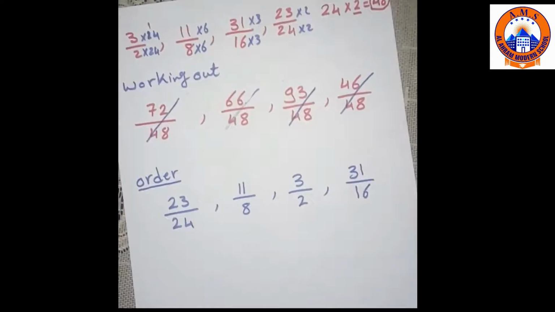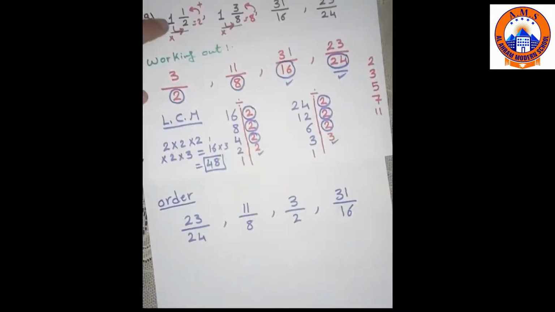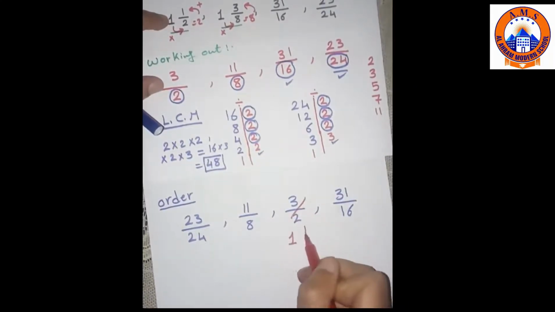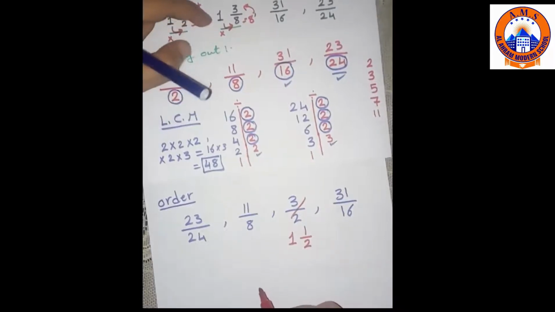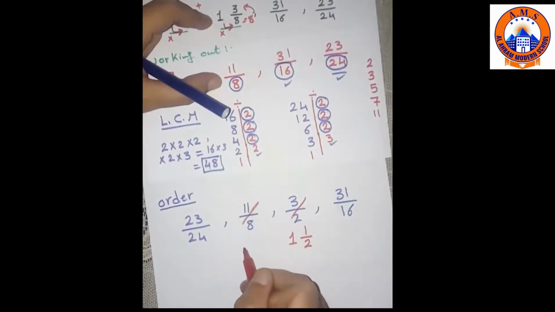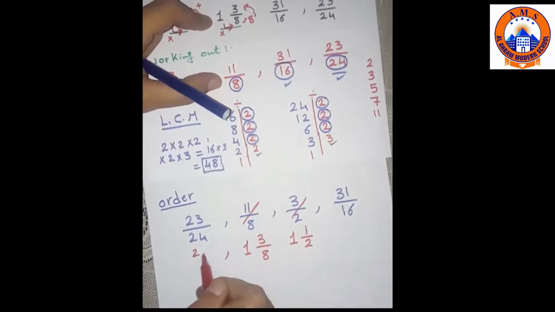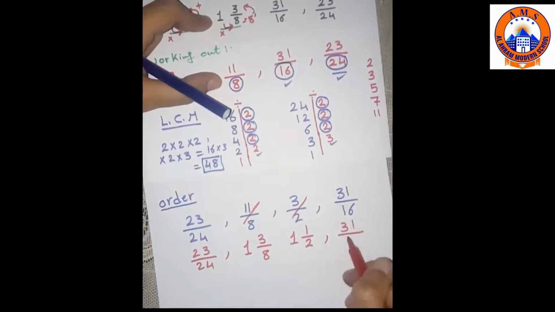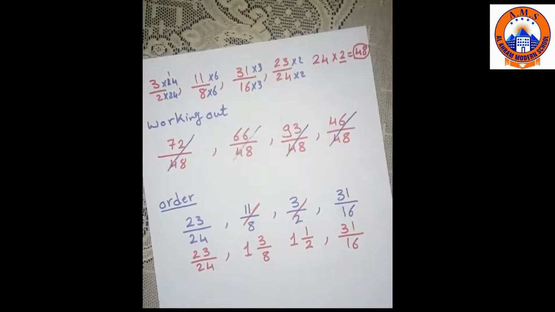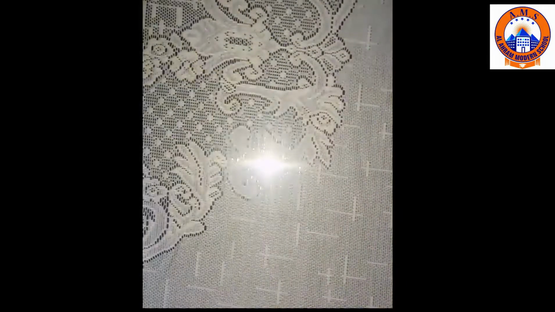We can write them like the first example here. 1.5 was 3 over 2, so I can cancel this and write 1.5. 1 and 3 over 8, which was 11 over 8, so we can cancel this one and write it as a mixed number, 1 and 3 over 8, and the two other fractions as they were. Okay, so this was how to arrange different types of fractions.